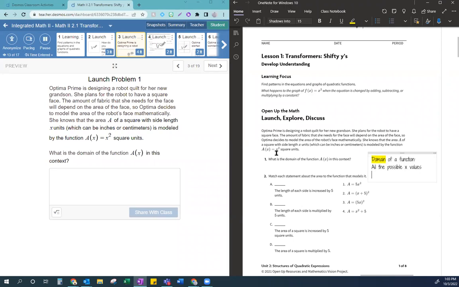Okay, so in this case, what is the domain of function A of x? Well, what kind of numbers am I going to expect for this function? What kind of numbers am I going to expect to plug in? Can you guys do that for me? Can you give me some numbers in the chat? What kind of numbers am I going to put in as the side length of this square?